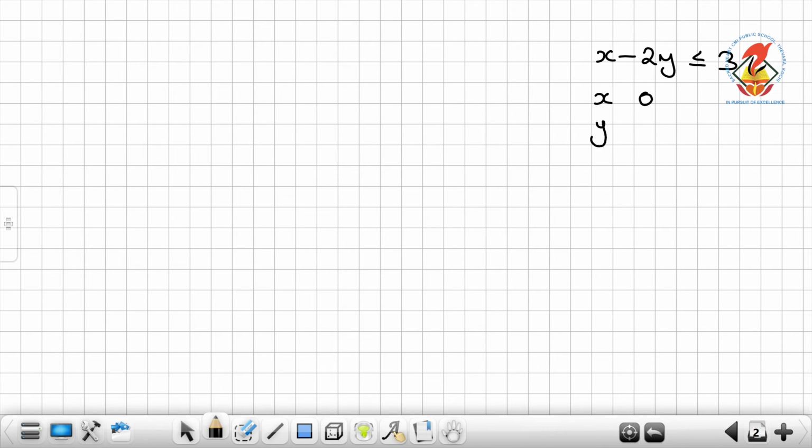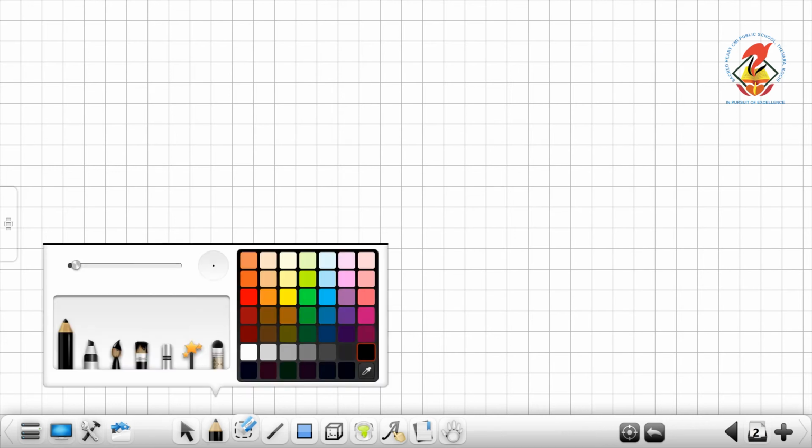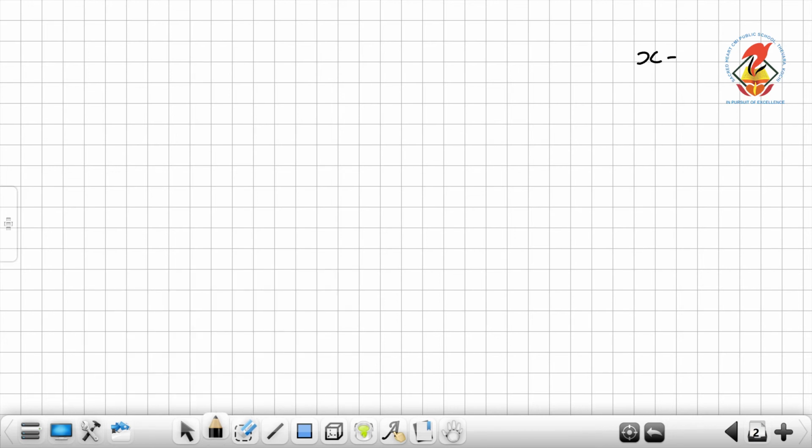When x is 0, minus 2y is 3, equal only. Again I will write, x minus 2y is less than or equal to 3. For drawing the graph, you have to take x minus 2y is equal to 3. Then x, y. When x is 0, minus 2y is 3, so y is equal to minus 3 by 2. And when y is 0, x is 3.